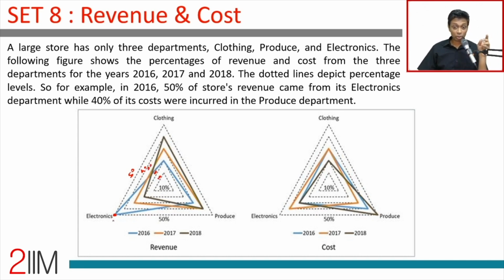While 40% of its cost, which is this blue, 40% from the produce department. Blue, this is 40%. Brilliant. So if you look at 2016, electronics accounted for 50%, clothing accounted for 20% and produce accounted for 30%. 50, 20, 30 adding up to 100. Brilliant.